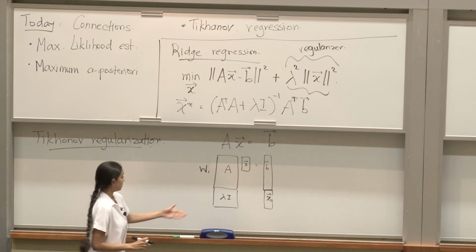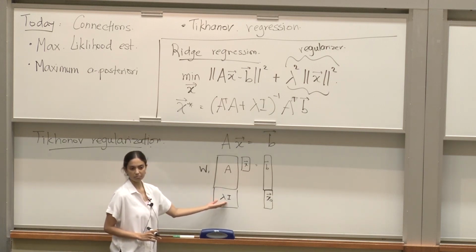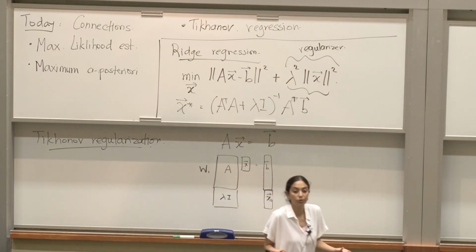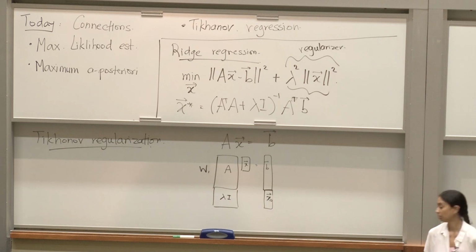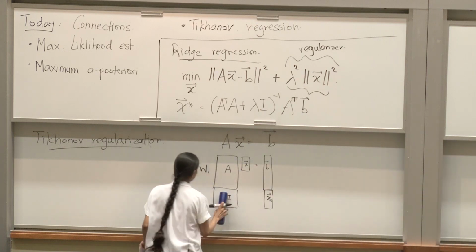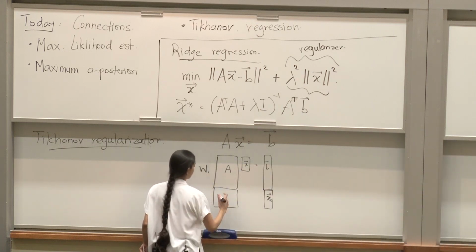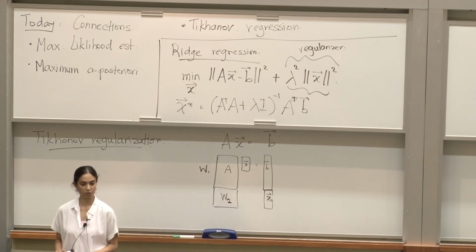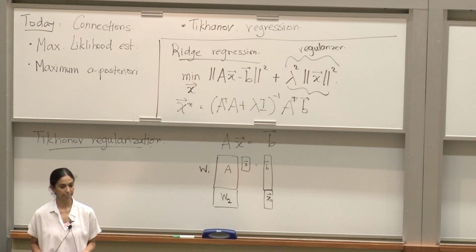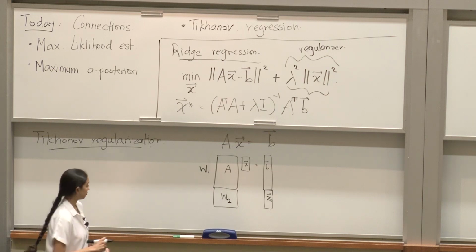Maybe I could similarly say, well, what's so special about identity? This is saying that I have equal information about all of the components of x. Maybe I have different information about different parts of x. Maybe instead of a lambda I here, I could have some other information. This is a way of now incorporating different kinds of side information.